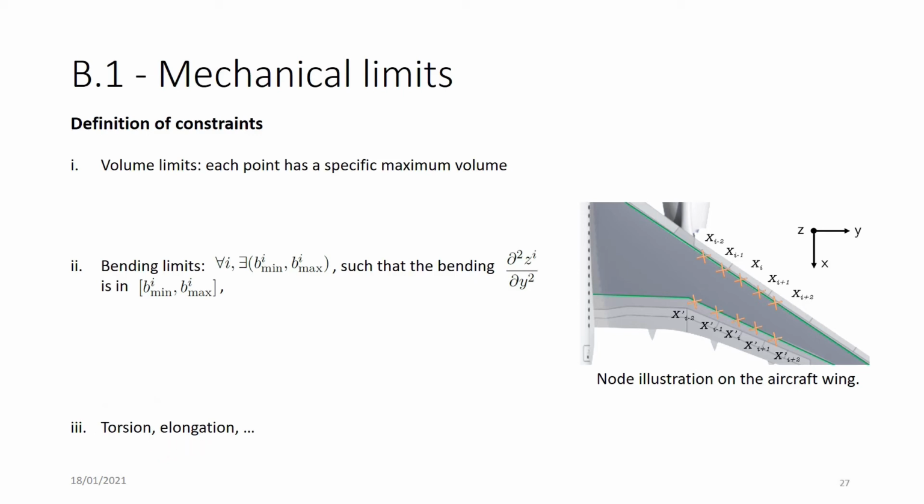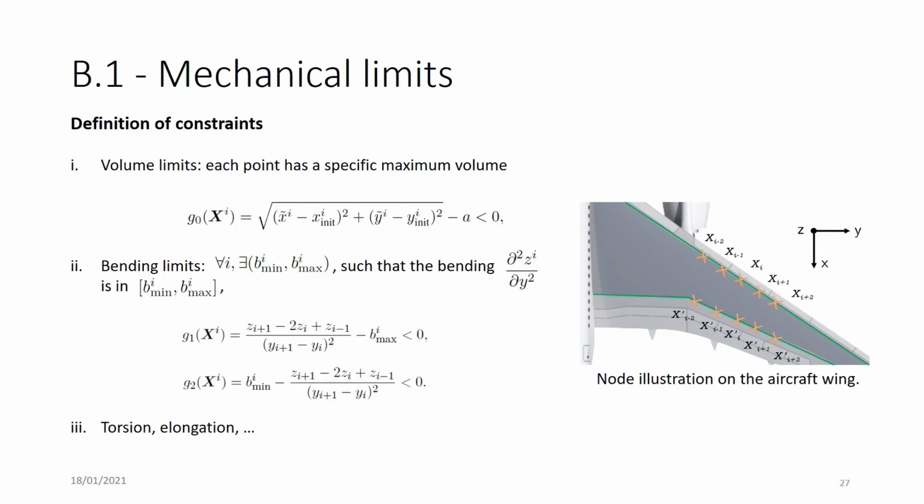Using a set of points on the aircraft surface, we will translate those limits into numerical constraints. So here, for instance, we said that points stay in a disk with respect to their initial position. Or here we can use a finite difference to calculate the second order derivative. So it gives us two inequations here.